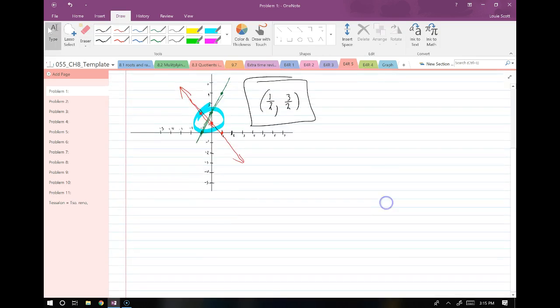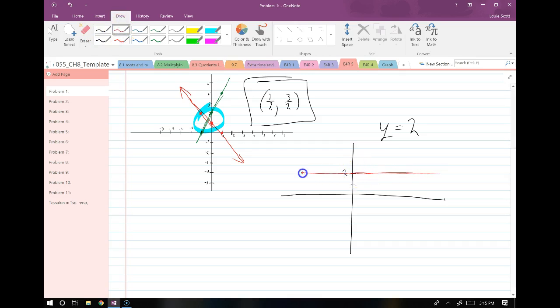And just for fun, what does the graph y equals 2 look like? But hold on, I'm going to go over one more that's a little weird. So we'd say 1, 2, right? And this is a horizontal line at y equals 2. So if you see that as one of your equations, just draw that line. But there's another weird graph that you might see.